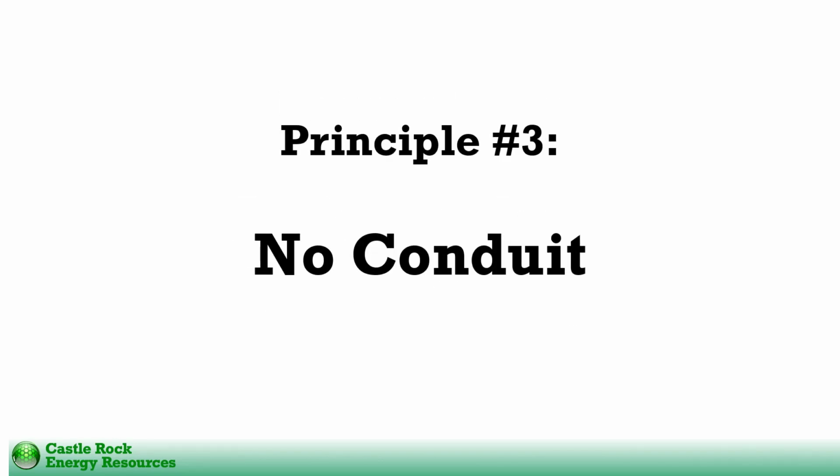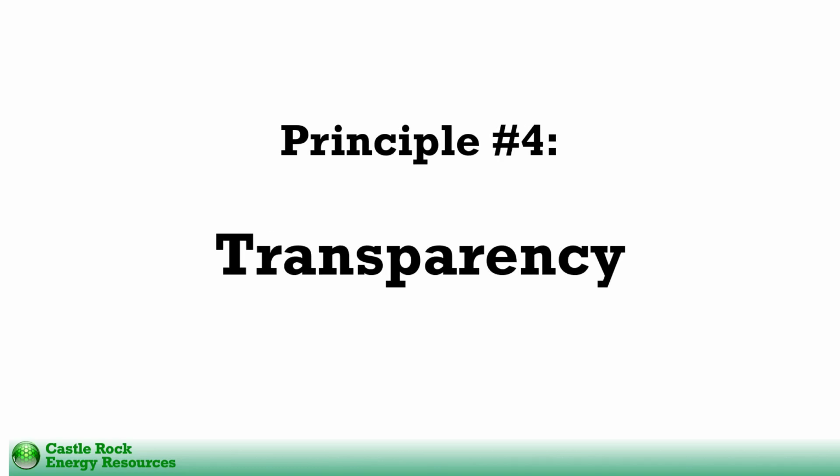Principle number 3, no conduit. This rule simply means that we are prohibited from disclosing any so-called non-public information to marketing function employees. It applies to anyone within our company or even outside of our company. For example, if you were to disclose non-public information to someone outside of our company, and that person in turn disclosed the information to a marketing function employee within our company, then both you and the outsider would be in violation of the policy.